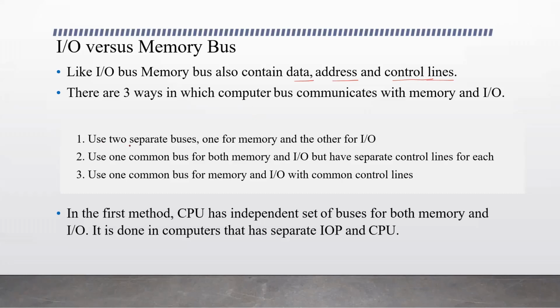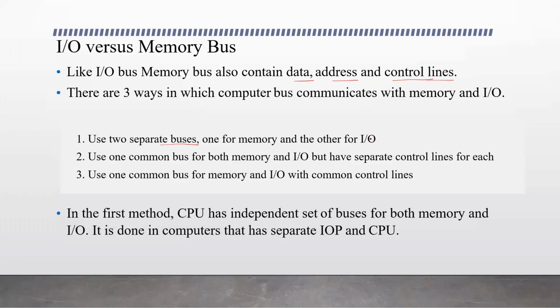The first one is to use 2 separate buses, one for the processor to communicate with memory and the other for IO. The computer may have 2 separate buses: one bus that connects the processor and memory, and the other bus that connects the processor and the I/O device.